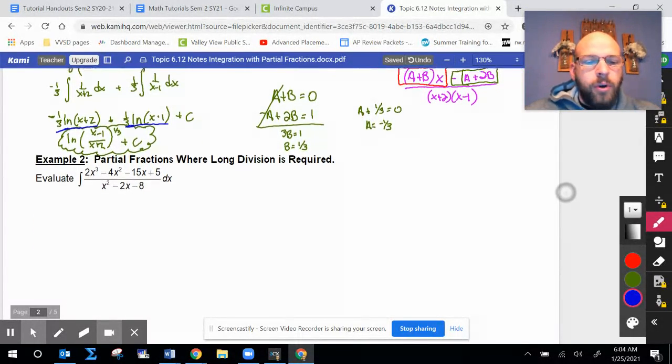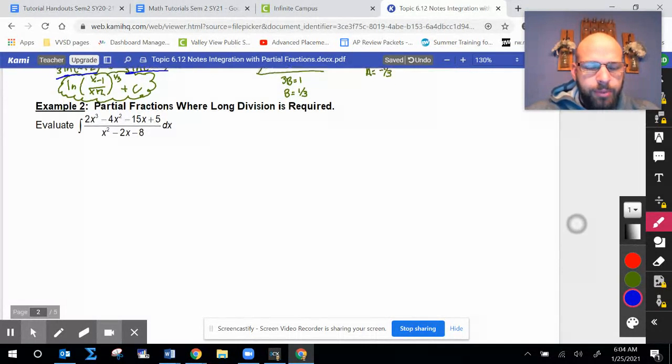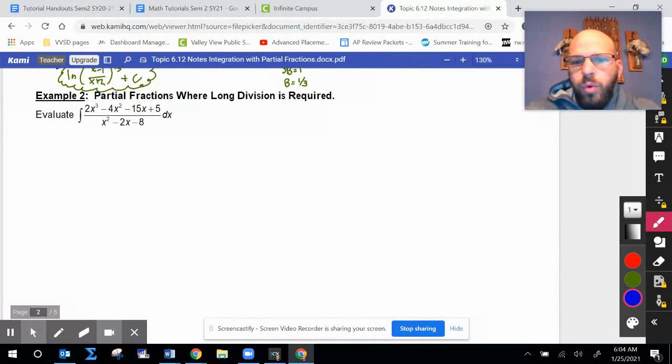Okay? So I'm going to do example 2. It's similar, but it requires one additional step, and then we'll go through it. If you notice, the numerator has a higher degree than the denominator.